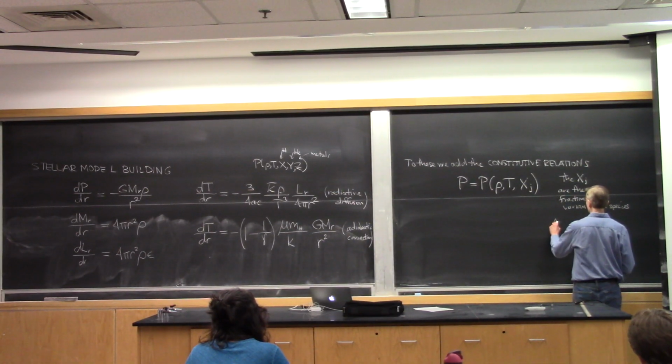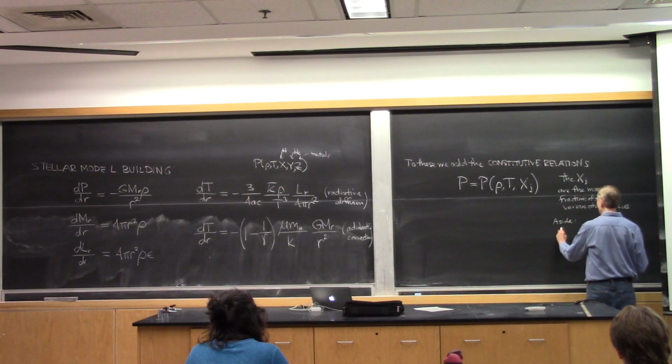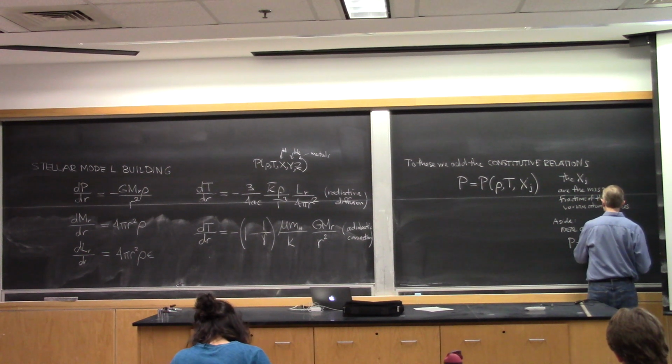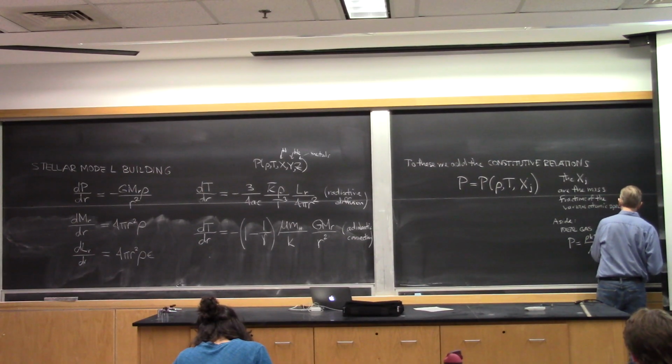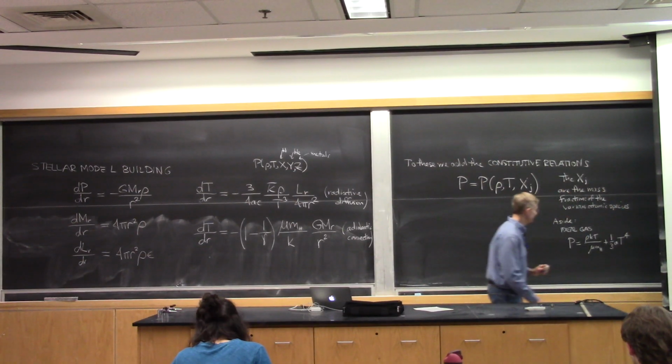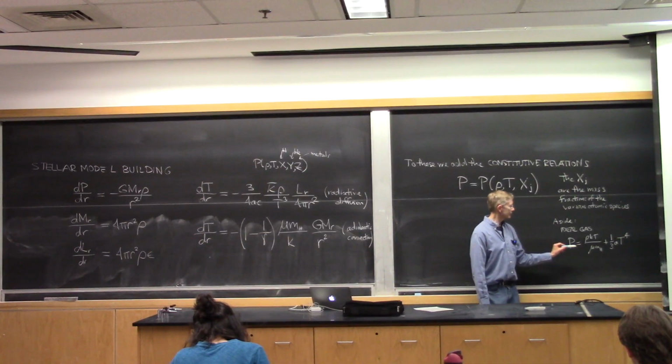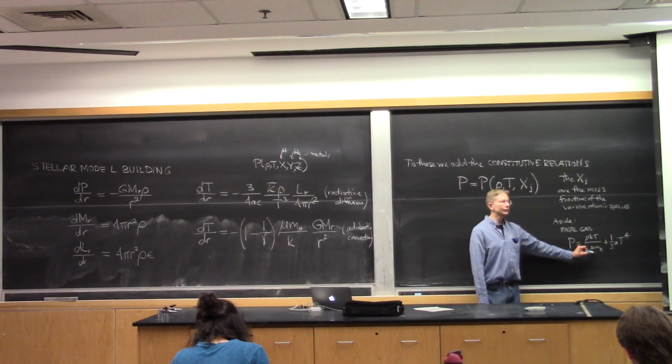Aside here, if we assume that it's an ideal gas, if we can get away with that, the pressure would just be rho kT over mu mH plus 1/3 a T to the 4th power. Because remember that rho over mu mH is the number density. So remind yourself of that if you don't.